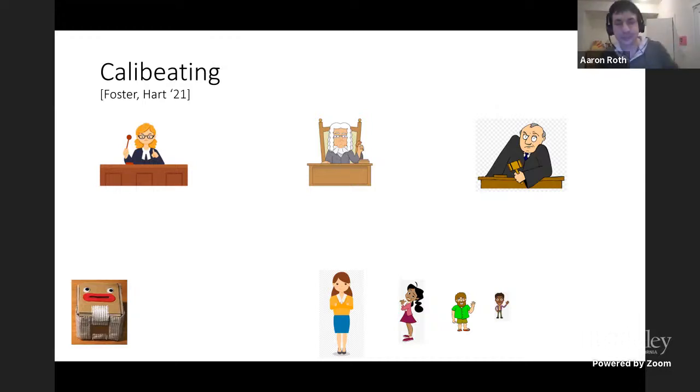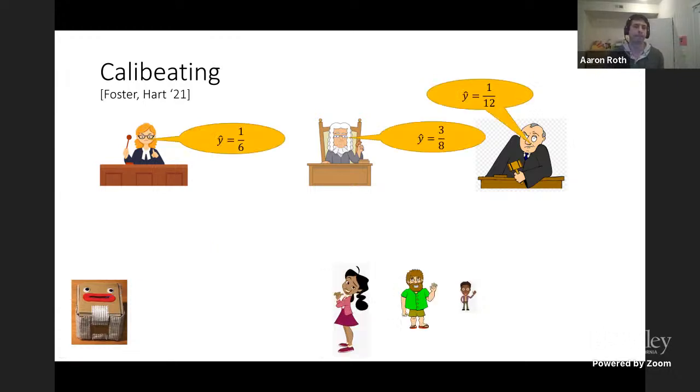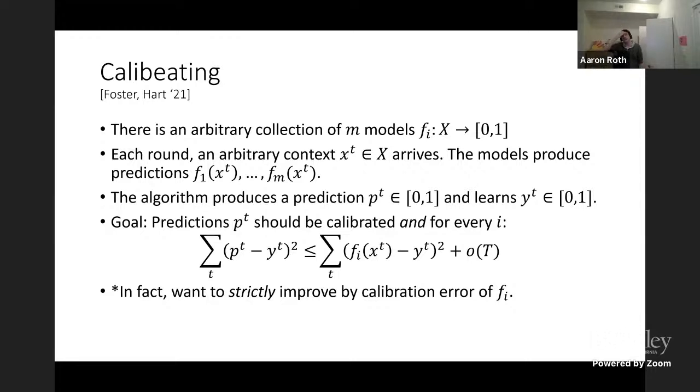So here's a picture. Again, you've got these people showing up. And now you've got a bunch of different arbitrary models who are each making predictions about the labels that these people will have. You, the algorithm, sitting down here, look at these predictions, and then you get to make your own prediction. Okay. And the goal is that, every day, right? So the model is, you've got these M models. Every day someone shows up. The models produce predictions. You somehow combine those and produce your own prediction and then learn the label. And the goal is not only should your predictions be multi-calibrated, but they should have lower squared error, or lower error according to whatever proper scoring rule you care about, compared to any of these models. And in fact, they ask for not just lower squared error, but strictly lower squared error to the extent that the models you're improving on are not already calibrated.